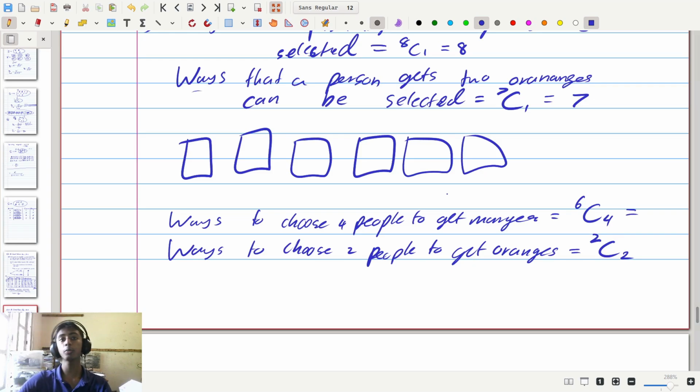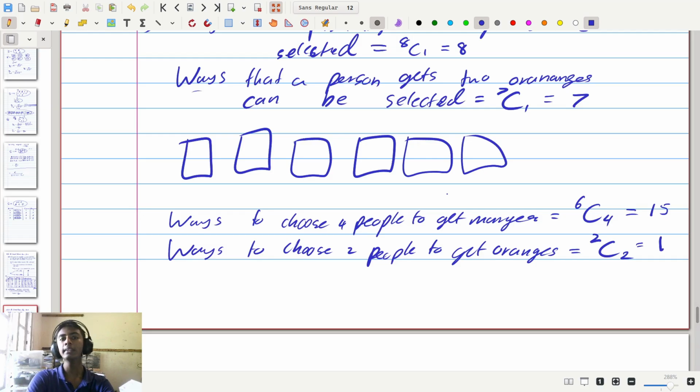6 choose 4 is going to be 6 factorial divided by 4 factorial times 2 factorial. 6 factorial divided by 4 factorial is going to give us 6 times 5, since all the other terms cancel. 6 times 5 divided by 2 factorial is going to be 6 times 5 divided by 2, which is going to be 3 times 5, which is going to be 15. So therefore this answer here is 15, and 2 choose 2 is going to be 1.